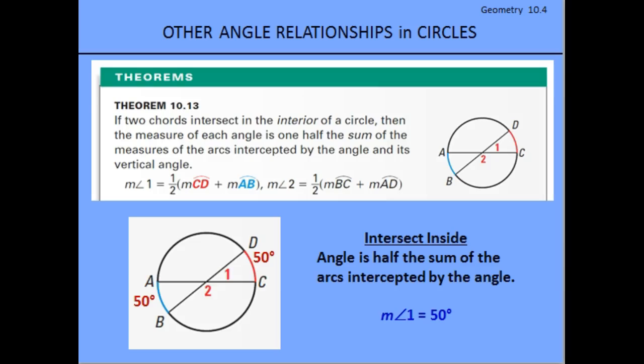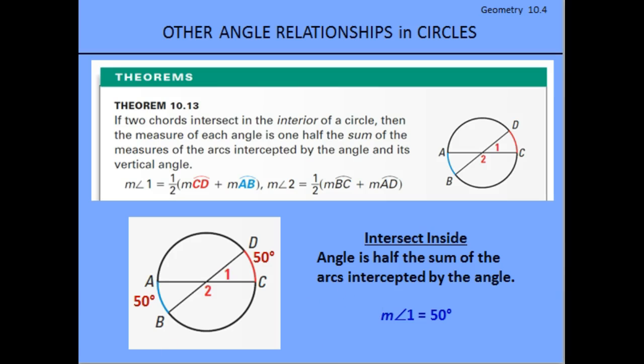So here's the theorem. If 2 chords intersect in the interior of the circle, then the measure of each angle is 1/2 the sum of the measures of the arcs intercepted by the angle and its vertical angles. Oh my goodness, sometimes they use so many words. So basically, if it intersects inside, the angle is 1/2 the sum of the arcs. So if this is 50 and this is 50, you can add them together and get 100, which means the angles are going to be 50.